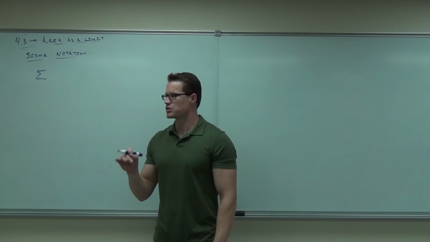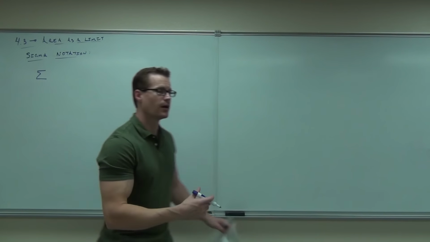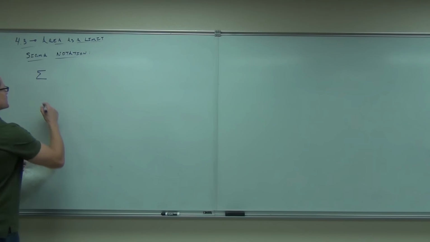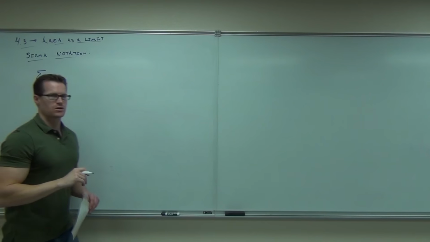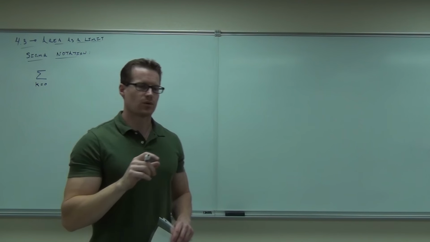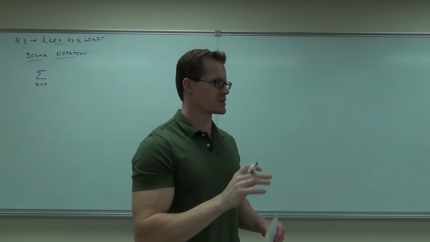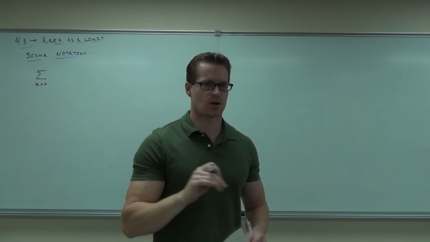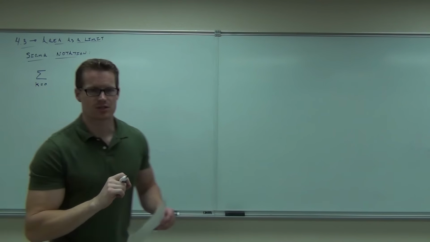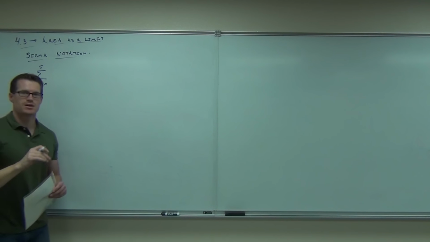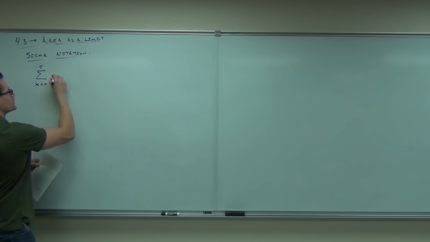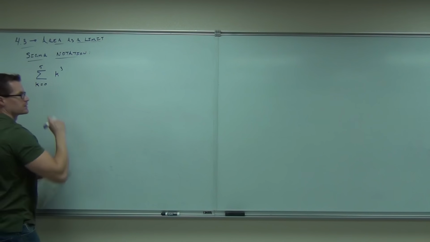It says what you're supposed to do is add whatever I tell you to add. So let's give a quick, easy example. That k equals 0 says the index I'm going to be using is the letter k. I'm going to start where k equals 0, I'm going to stop where k equals 5, and I'm going to do that to each of the following: k cubed.